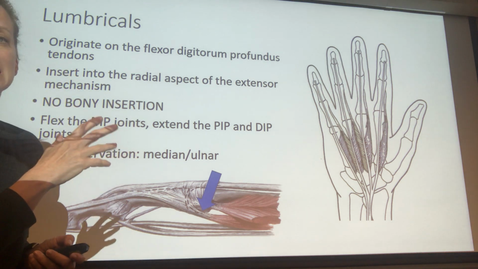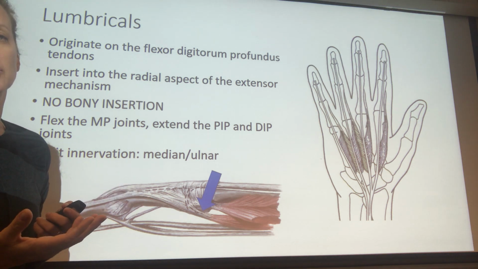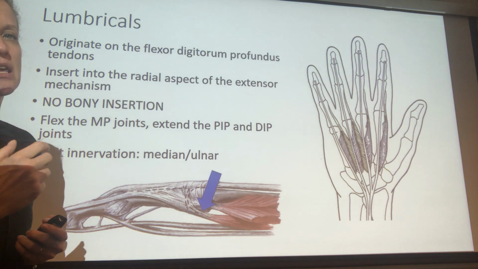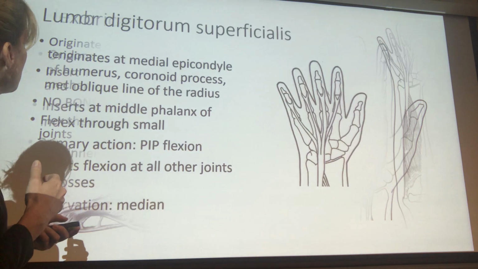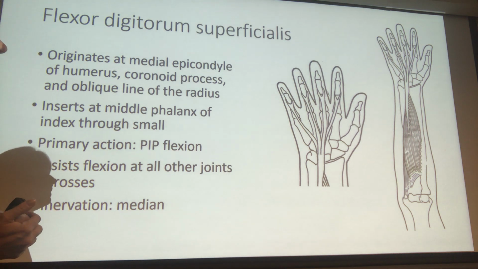More importantly, it originates from the muscles or the tendons of the flexor digitorum profundus. So it's really important to keep in mind as we're thinking about the flexor tendons. Our third long flexor is going to be the flexor digitorum superficialis.